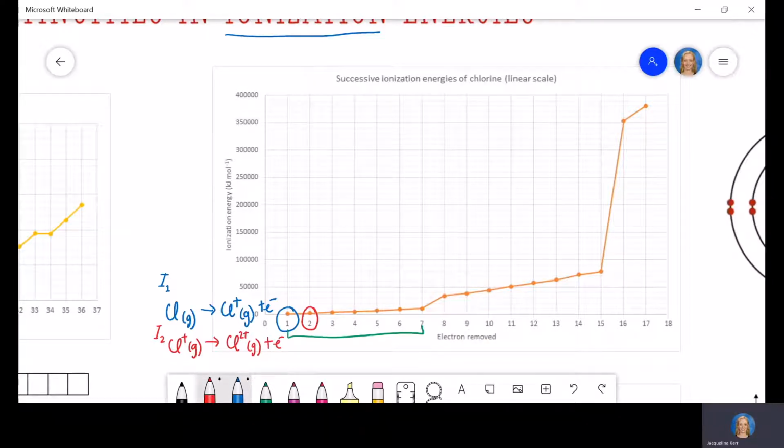So each time we move across this graph, we are taking away yet another electron from chlorine. And every time we do that, we are making it a more positively charged ion. So we are in a kind of tug of war between protons and electrons in the chlorine. We are really shifting the balance in favor of the protons because the electrons are moving away.